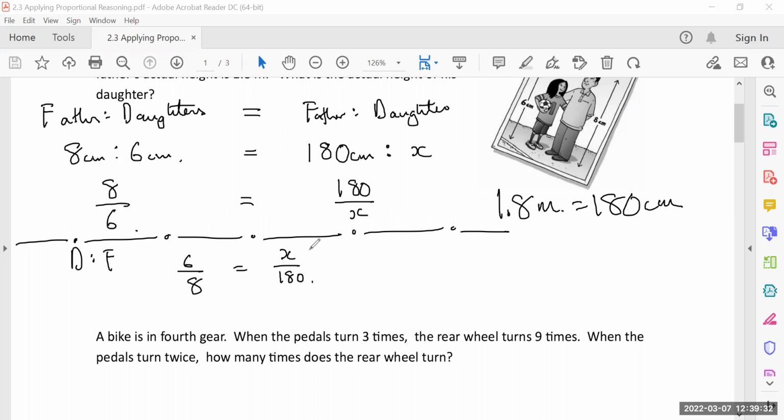Now, I want x all alone. What's happening to x right now? It's being divided by 180. So what's the opposite? Yeah, I'm going to multiply both sides by 180.